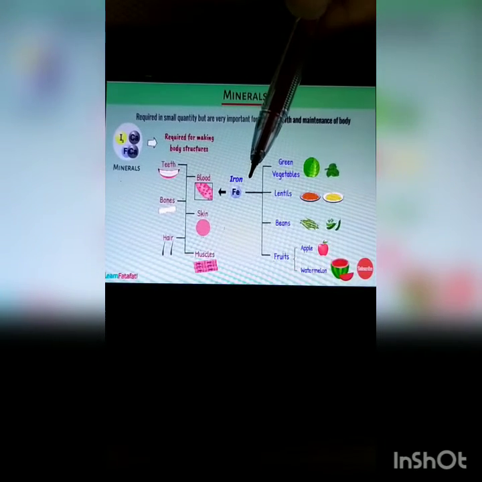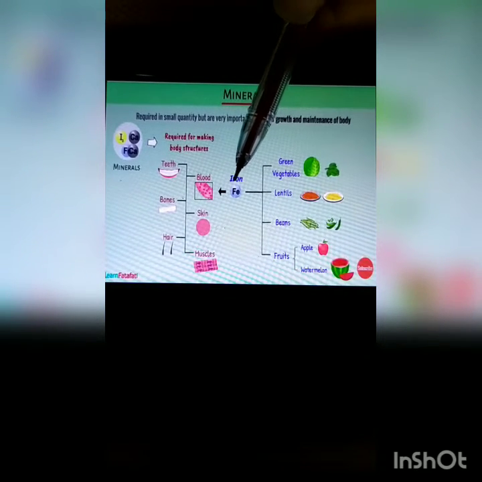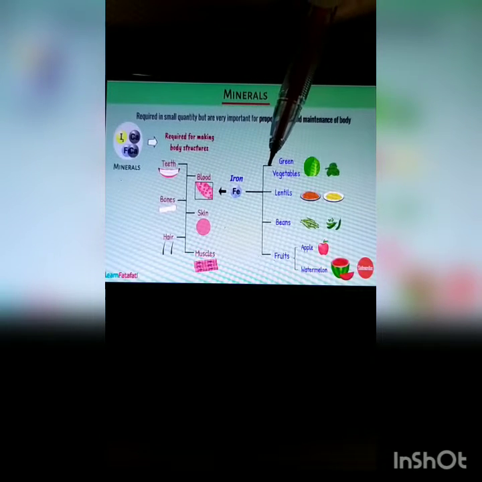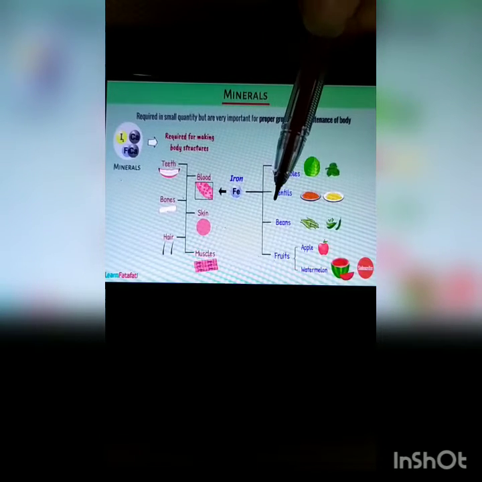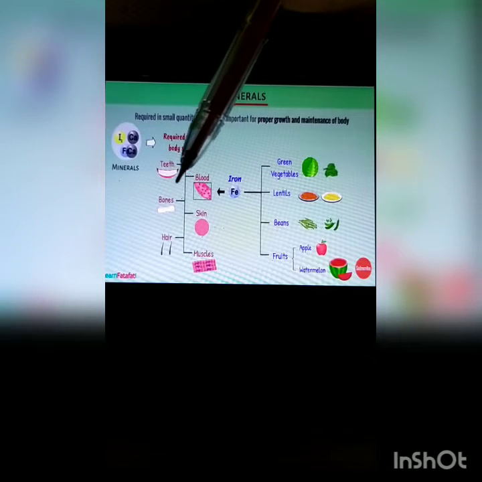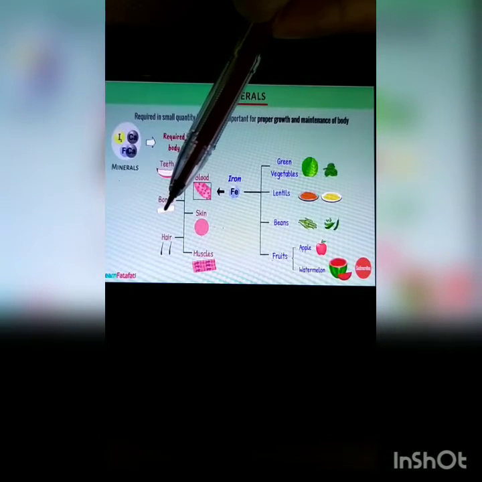Then we can say that iron is an important part of the blood, and we can obtain iron from green leafy vegetables, lentils, bones, fruits such as apple and watermelon. Then calcium, which is important for the teeth and the bones, is obtained from milk and eggs.